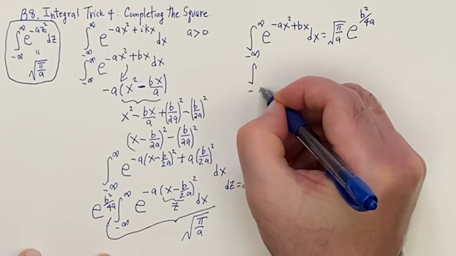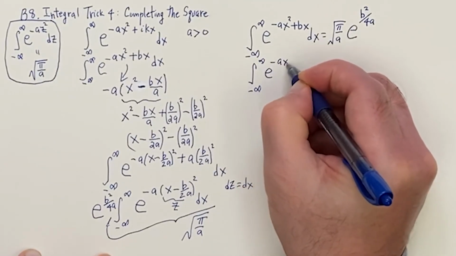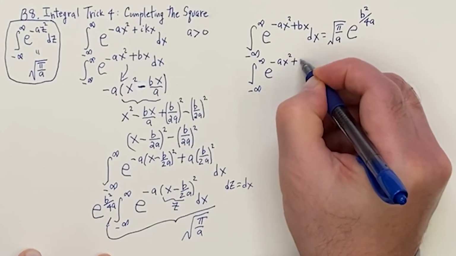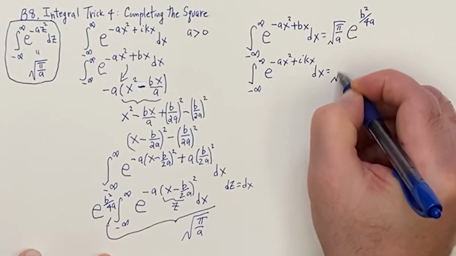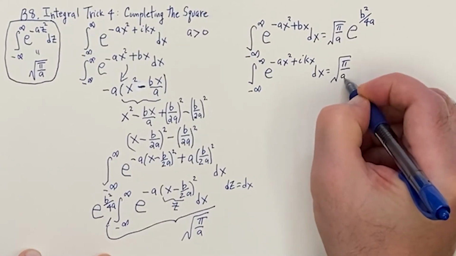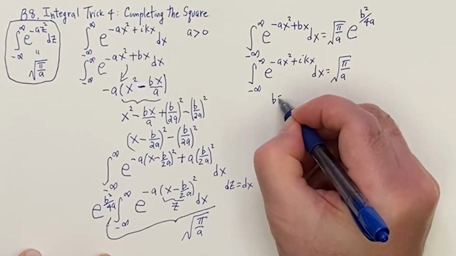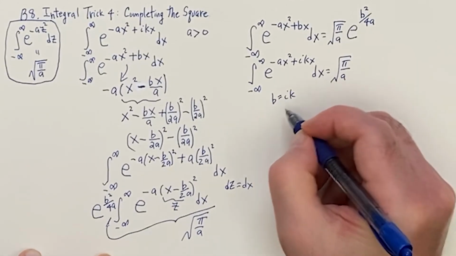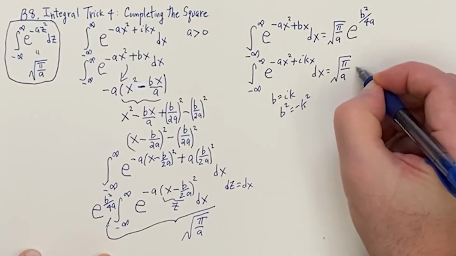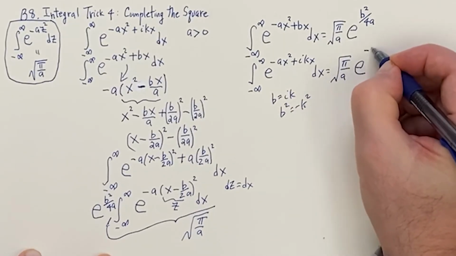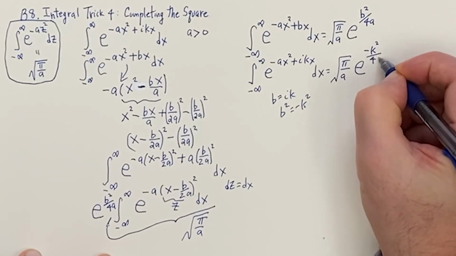Then if we want to do the original integral, where the b is ik, like this, then when we put in b is ik, the b squared is going to be minus k squared. So here, this will be a minus k squared over 4a.